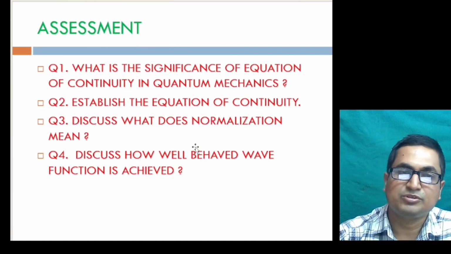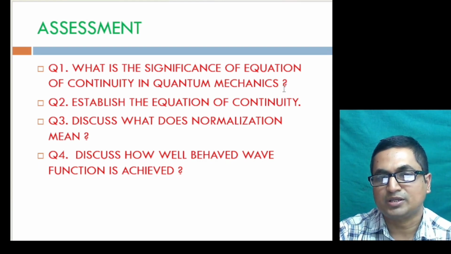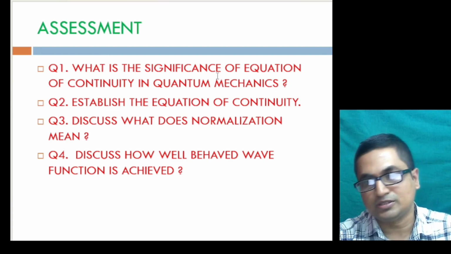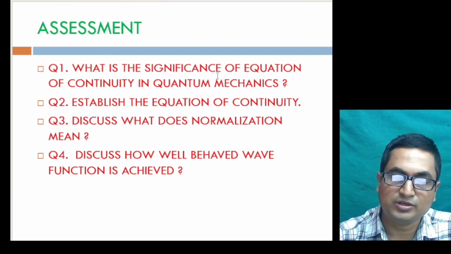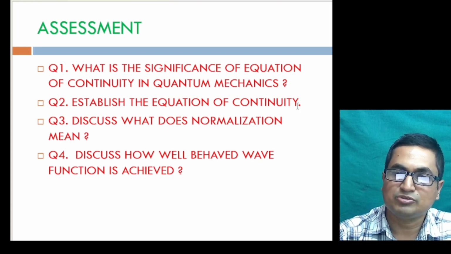So we are left with some assessment here. What is the significance of the equation of continuity in quantum mechanics? It defines J, as well as the different conditions of good behavior of wave functions. Also establish the equation of continuity. This is well done here.